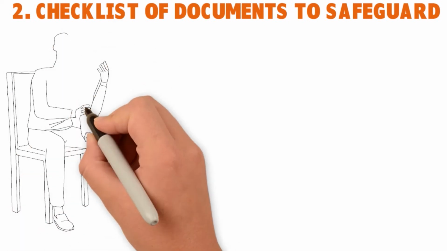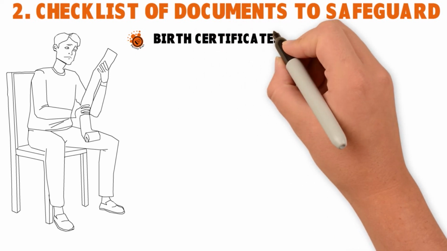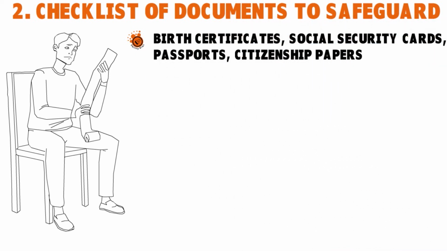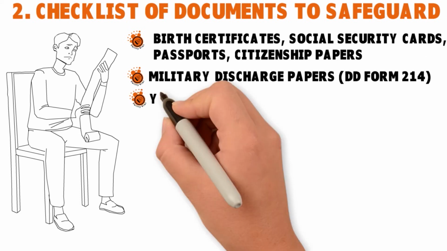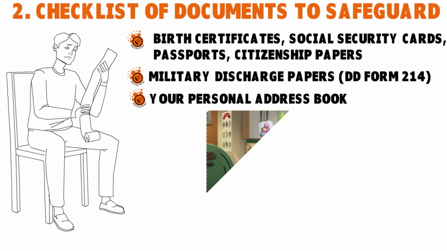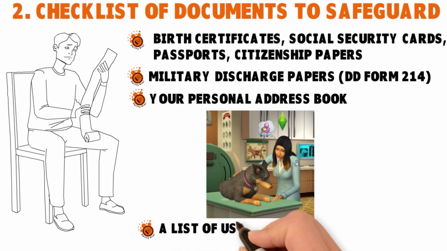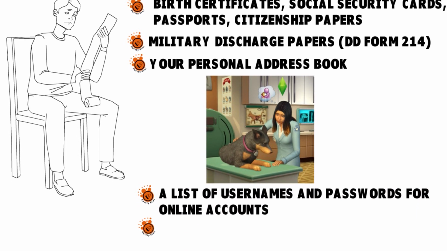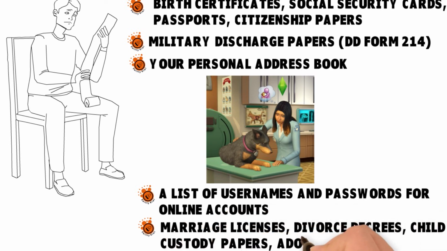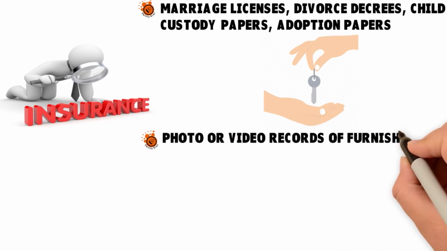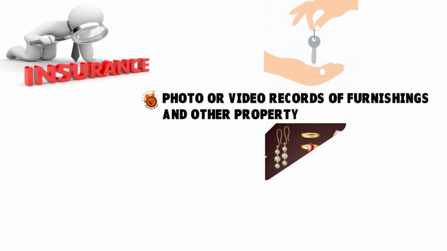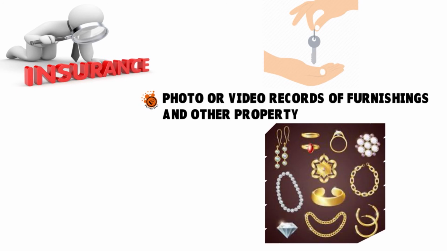Here is a general list of the kinds of documents and records you will want to keep safe. Birth certificates, social security cards, passports, citizenship papers, military discharge papers. Those are called DD Form 214, Department of Defense Form 214. Your personal address book, your pet's recent prescription and vaccination records, a list of usernames and passwords for online accounts, marriage licenses, divorce decrees, child custody papers, adoption papers, insurance policies, proof of ownership for real estate, vehicles, and other major purchases, photo or video records of furnishings and other property, appraisal of jewelry, collectibles, antiques, artwork and other valuables.